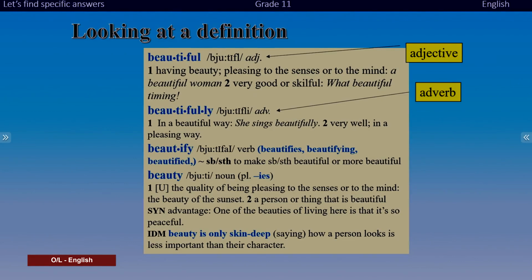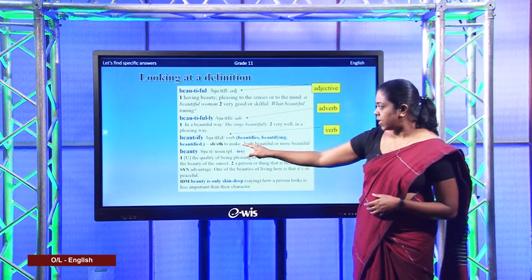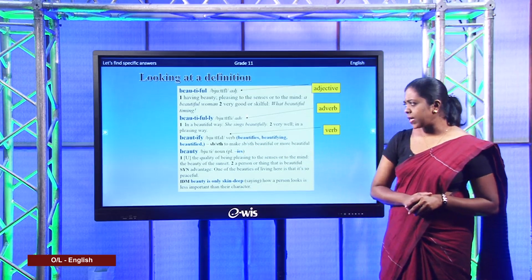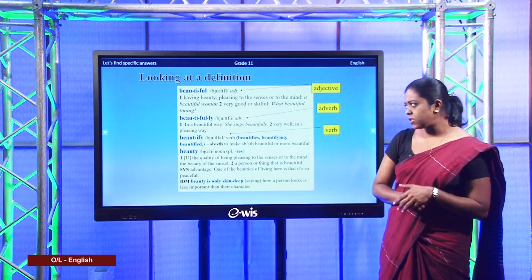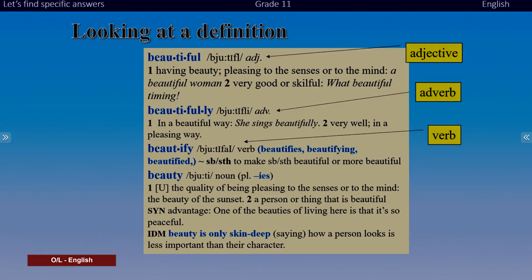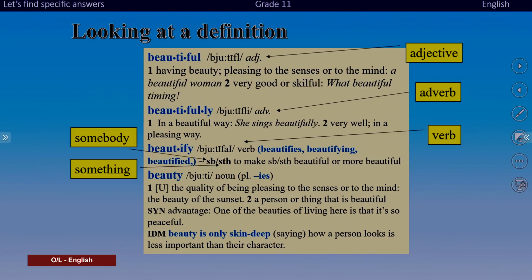Beautify is a verb. Now, under this particular word, beautify, you can also see the meaning of the word. The meaning says SB/STH to make SB/STH beautiful or more beautiful. Hope you remember what they stand for. SB, somebody, STH, something.